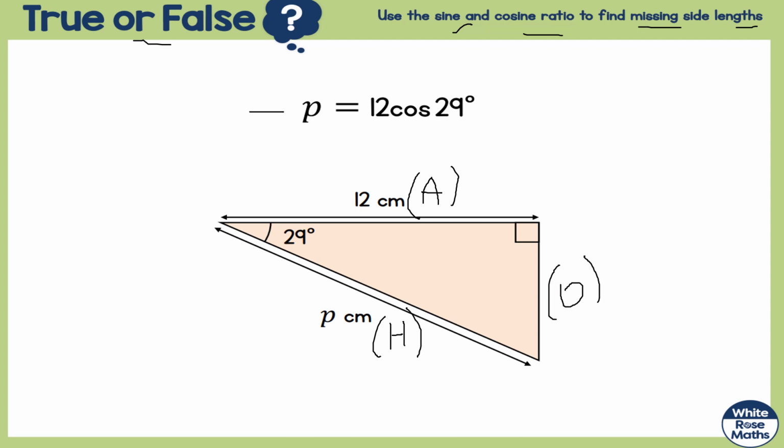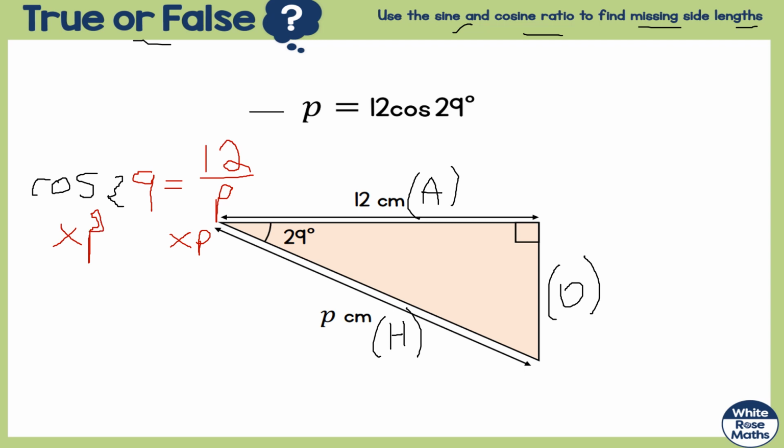So I've got A and H and I've got an angle, so I'm going to use cos. So cos of 29 degrees, being very careful here, is equal to the adjacent divided by the hypotenuse. So that'll be 12 divided by P. To get P on its own, I'm going to multiply both sides by P, and then divide through each side afterwards by cos 29.